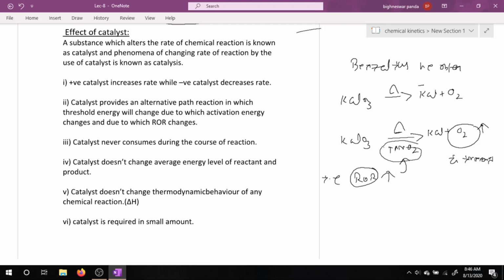So what is the effect of catalyst on rate of reaction? A substance which alters the rate of a chemical reaction is known as a catalyst, and the phenomenon of changing the rate of reaction by the use of a catalyst is called catalysis. So there are various points regarding catalyst. The first point is: positive catalyst increases rate while negative catalyst decreases rate. So what is the effect of positive and negative catalyst?